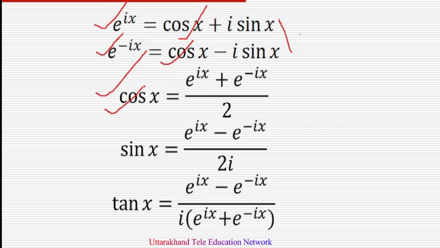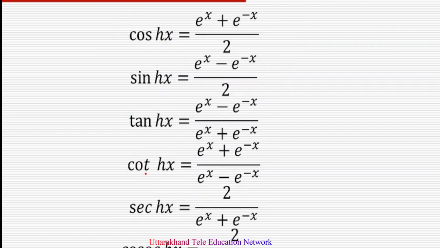Now we know that tan x is nothing but sin x upon cos x. That's why tan x is e raised to power ix minus e raised to power minus ix, from this sin x, over e raised to power ix plus e raised to power minus ix, from this cos x. So this is tan x. Similarly, we can calculate cot x, cosec x, and sec x.